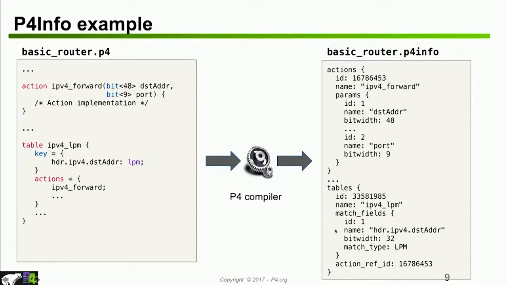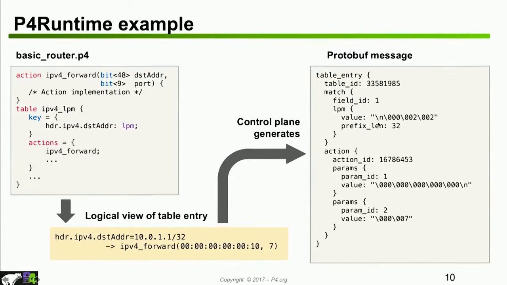The same for the tables. There's a tables section. In this case, we have the IPv4 LPM table with the integer IDs that we need in the P4 runtime message, and the sequence of match fields with their type, bit width, name. And also we have a reference to the action ID supported by this table. So once we have the P4info, the control plane can now insert a table entry. So assuming the same P4 program of before, and assuming this table entry we want to add, in this case we're adding an entry to the IPv4 LPM table that matches on this IP address and that executes these actions with these two parameters.